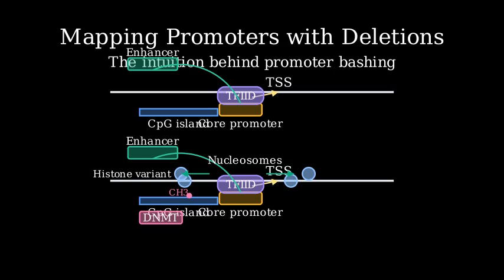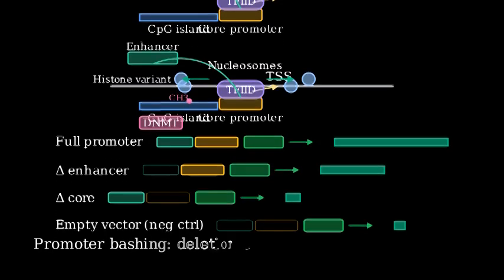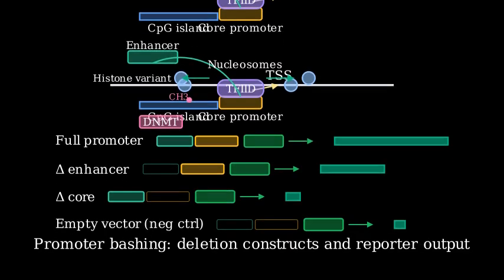Now for the stepwise deletion strategy, also called promoter bashing. We build a set of reporter constructs. Each construct keeps or deletes pieces of the upstream region, and we measure expression. The pattern of expression tells us which pieces matter for transcription.